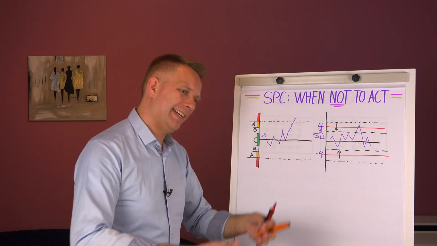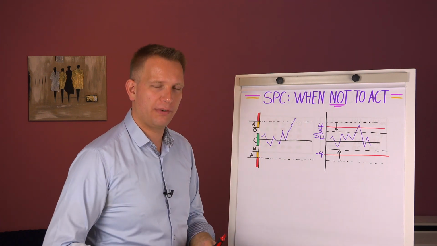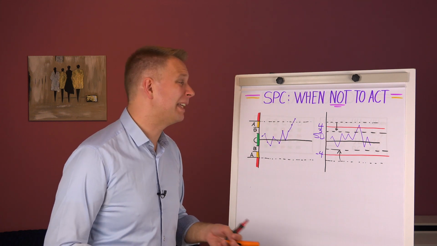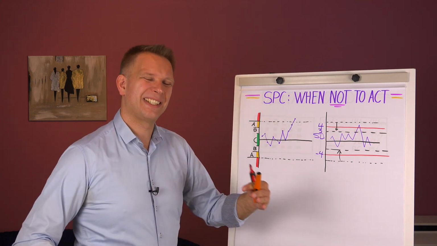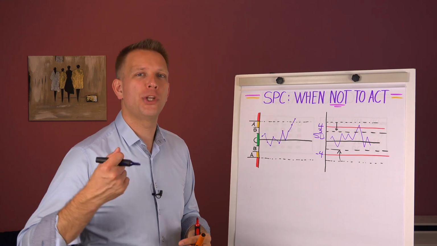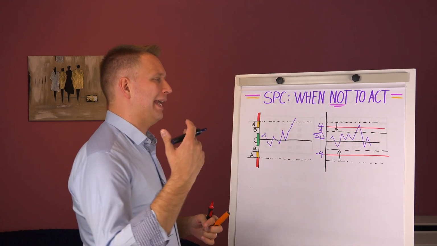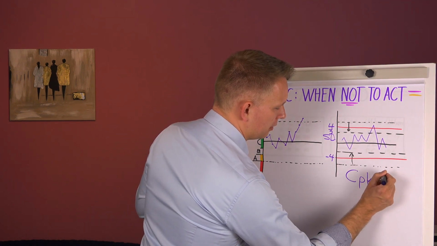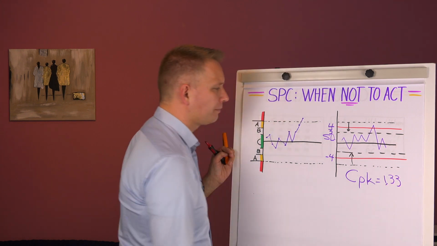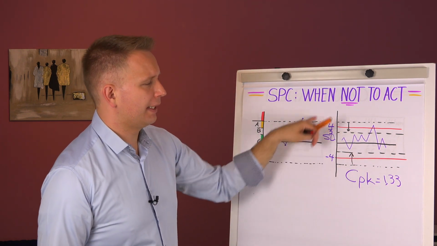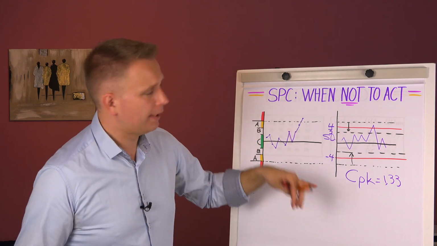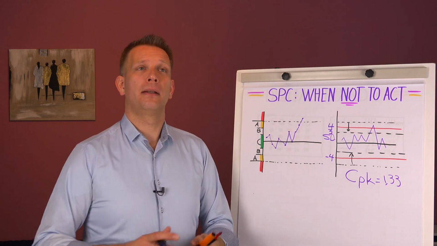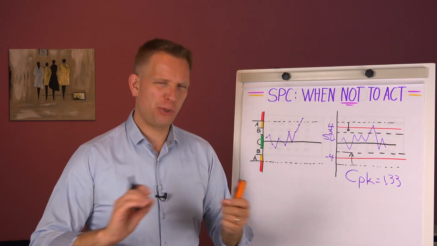So the process needs to shift a bit before you have a good chance of detecting it. It needs to shift about 1.5, maybe 2, maybe sort of 1 standard deviations in any direction before you can really hope to see it in a relatively short period. And when you calculate this, basically this comes down to 4 divided by 3. It comes down to a CPK of 1.33. That is when SPC will function super.